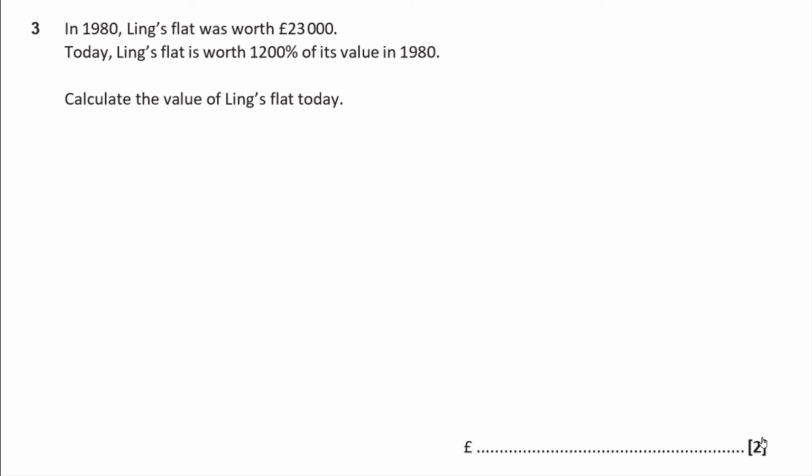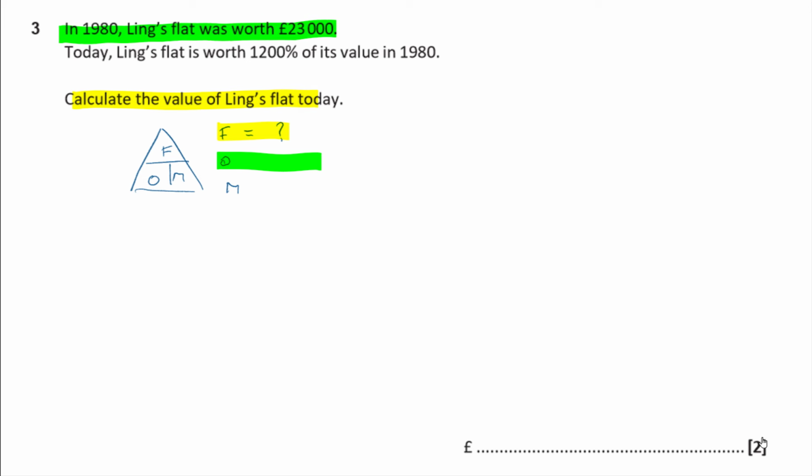Well, let's think this through. I'm going to use my little triangle, final, original, multiplier, to work out what's going on here. Now the final is the price after the percentage change. That is what we are looking for, isn't it? We're looking for the value of the flat today. What's the original value of the flat? Well, the original value is what it was worth in 1980. That's 23,000. So the original amount is 23,000. What is the multiplier? The multiplier is the percentage increase written as a decimal.